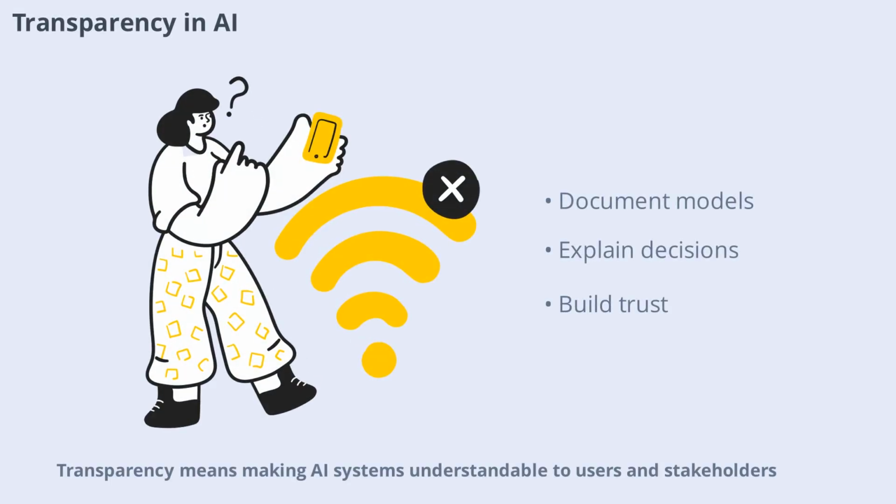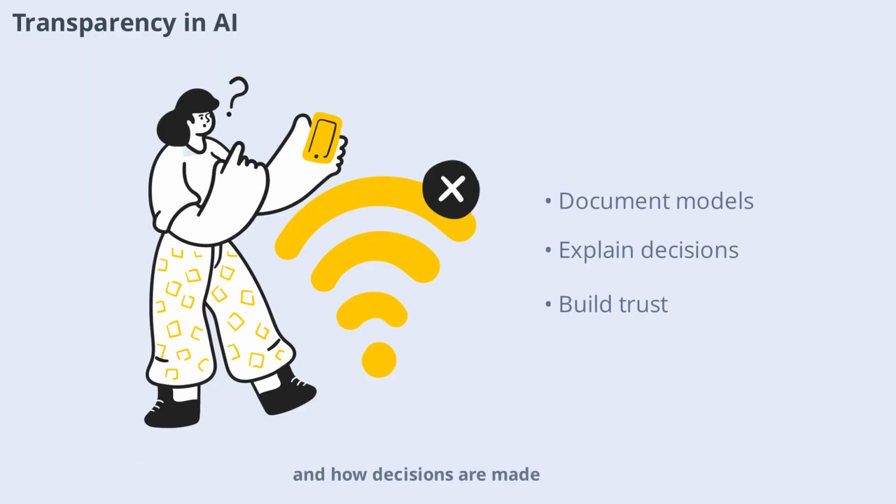Transparency means making AI systems understandable to users and stakeholders. This includes documenting how models work, what data they use, and how decisions are made. Transparent AI builds trust and allows for meaningful oversight.